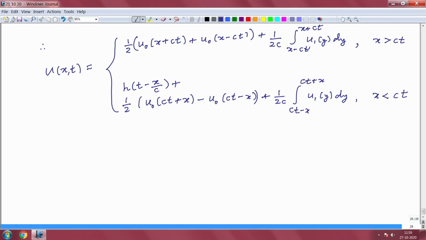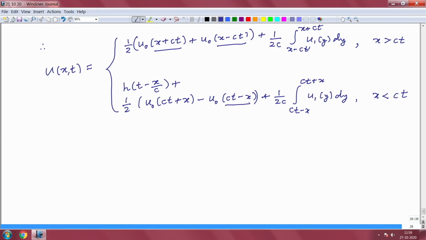So, the expression for the solution is given separately for the regions x bigger than ct and x less than ct. So, what about x equal to ct? So, that part is still missing, and before that, we understand what is this x minus ct and x plus ct, but what is this ct minus x?